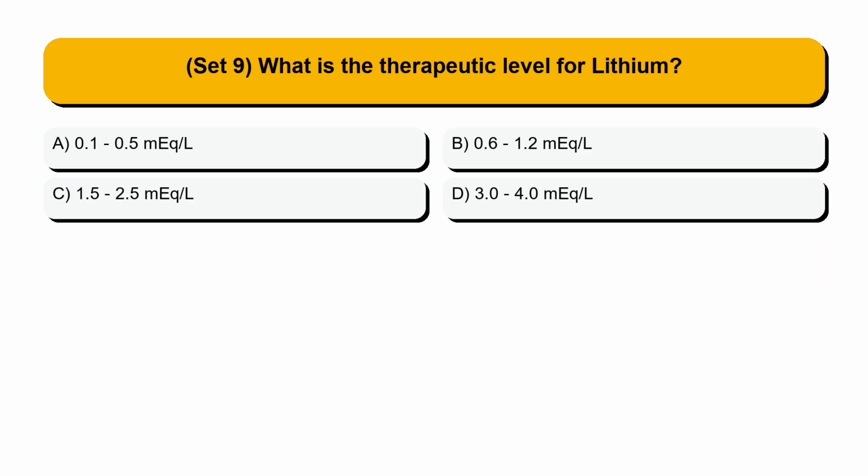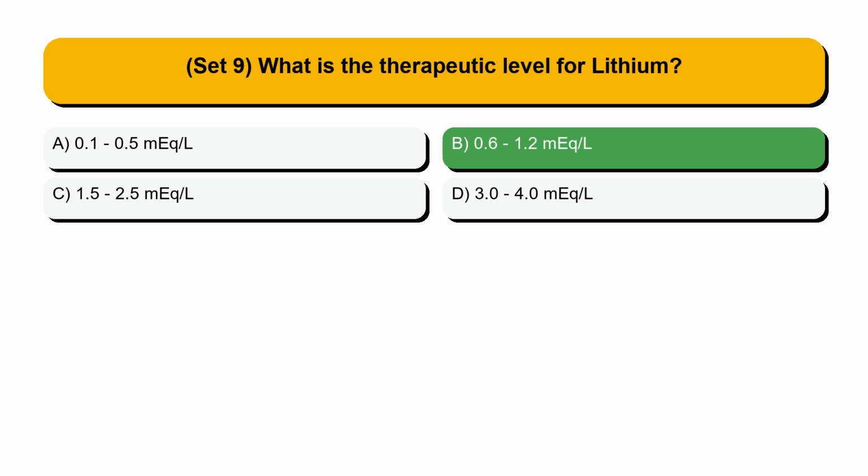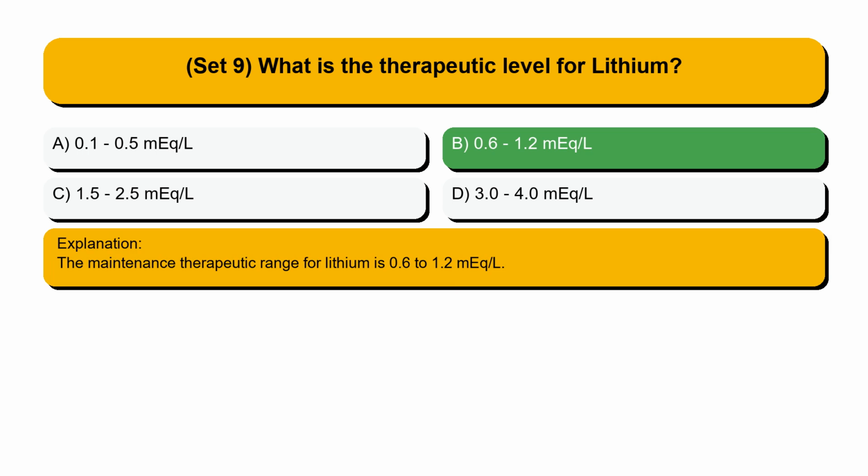Question 9. Set 9. What is the therapeutic level for lithium? Option A. 0.1 to 0.5 milliequivalent/L. Option B. 0.6 to 1.2 milliequivalent/L. Option C. 1.5 to 2.5 milliequivalent/L. Option D. 3.0 to 4.0 milliequivalent/L. The correct answer is option B. 0.6 to 1.2 milliequivalent/L. The maintenance therapeutic range for lithium is 0.6 to 1.2 milliequivalent/L.